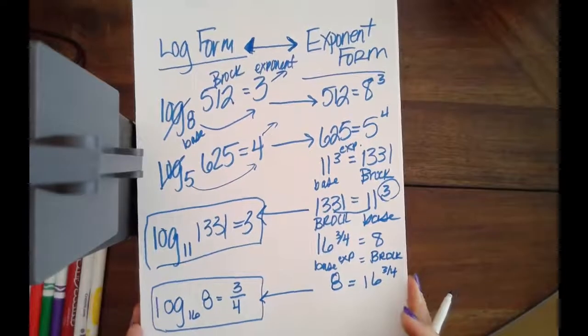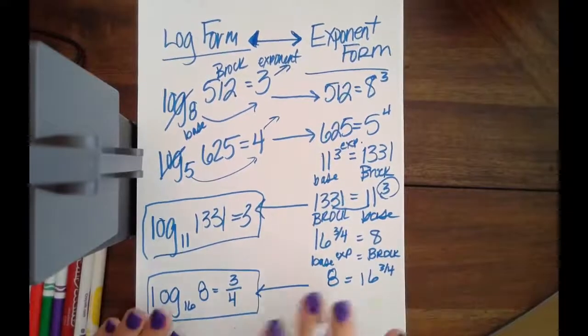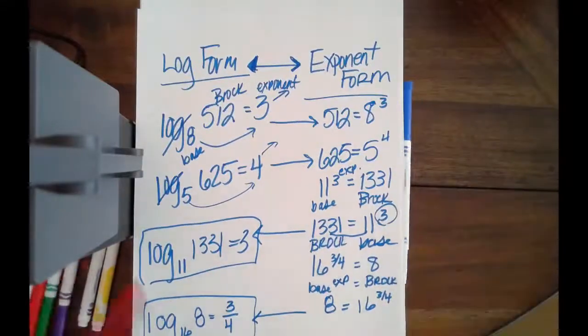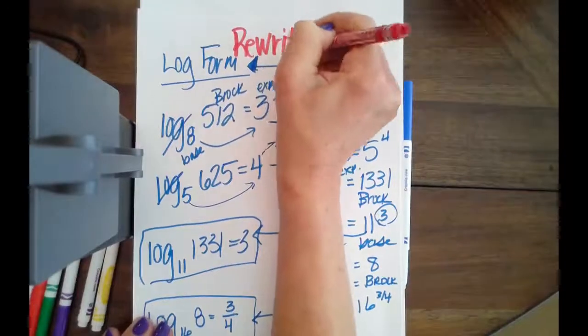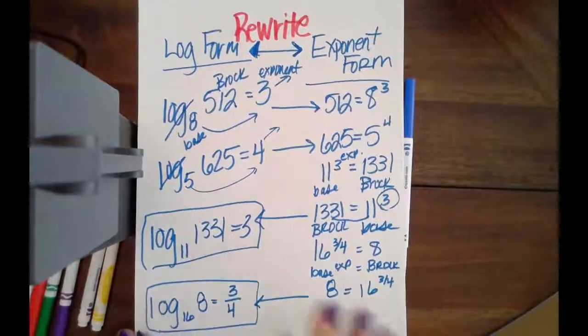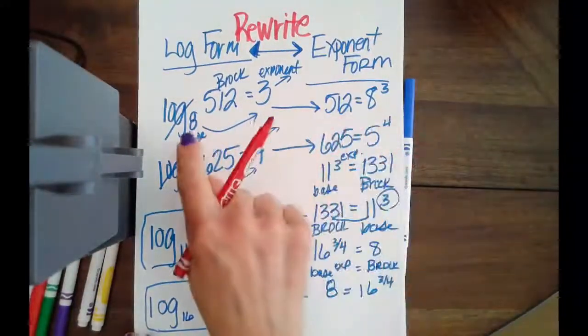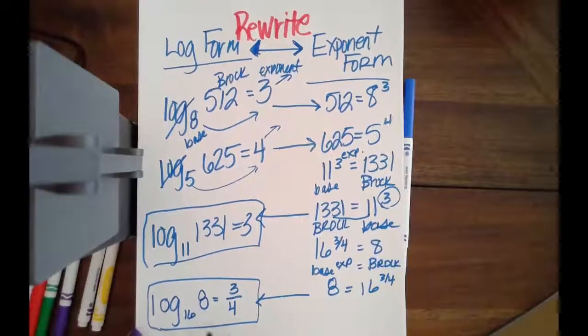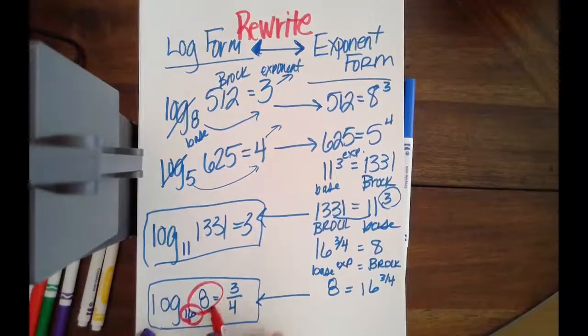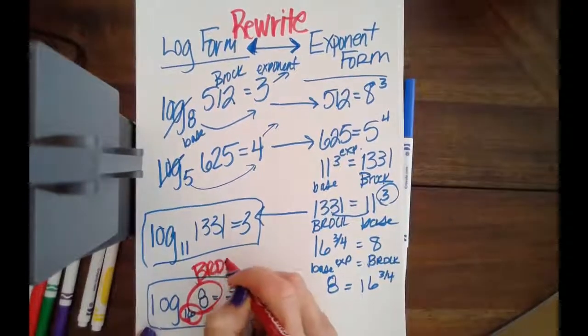All right, those are rewrites. That's just rewriting. So if your instructions tell you to rewrite, that's all you're doing. You're just rewriting. You're getting everything from one form and putting it in the other form. You're either going to go from log to exponent or exponent to log. And now you know all the body parts: base, block, and the exponent.